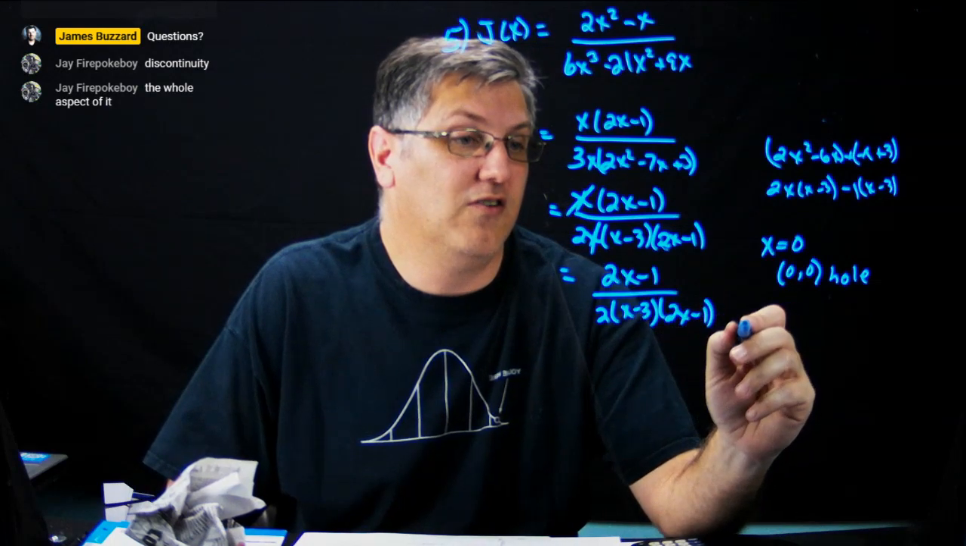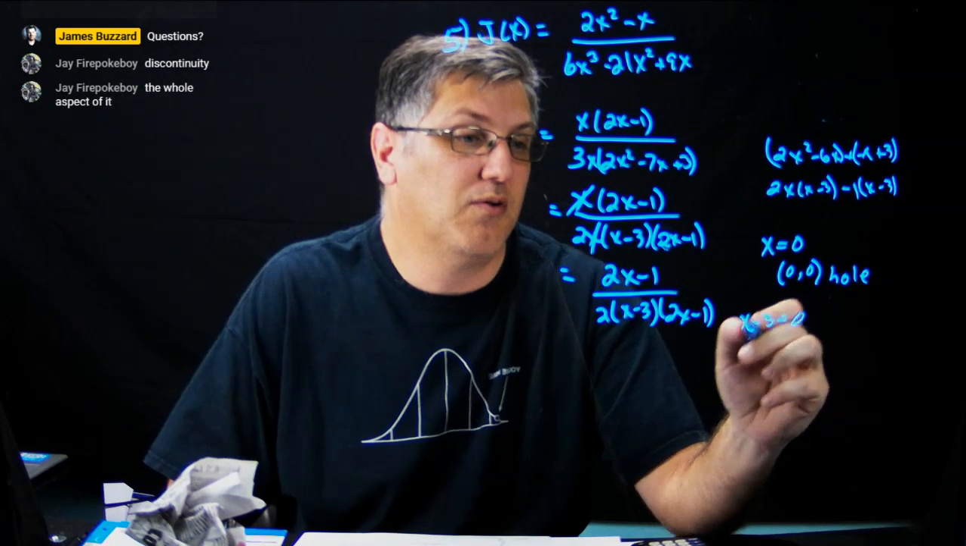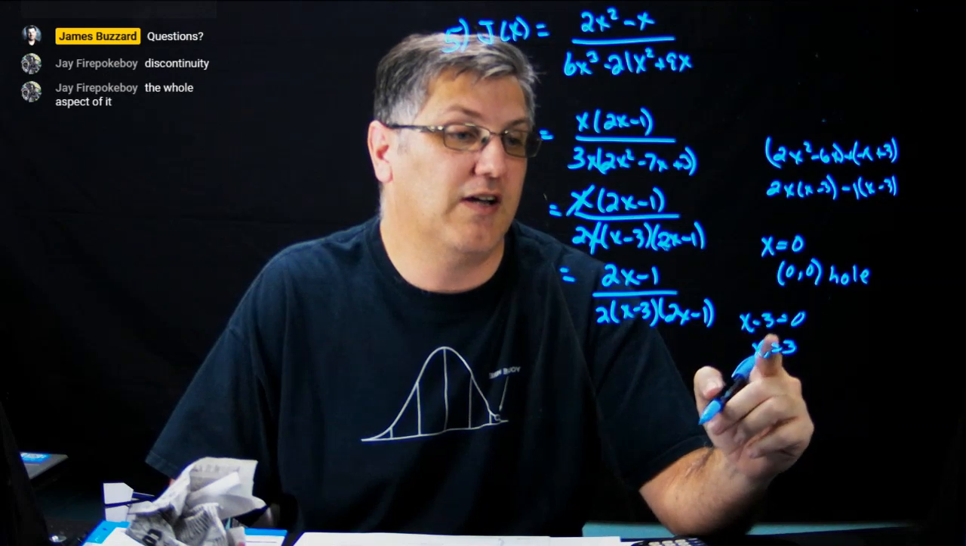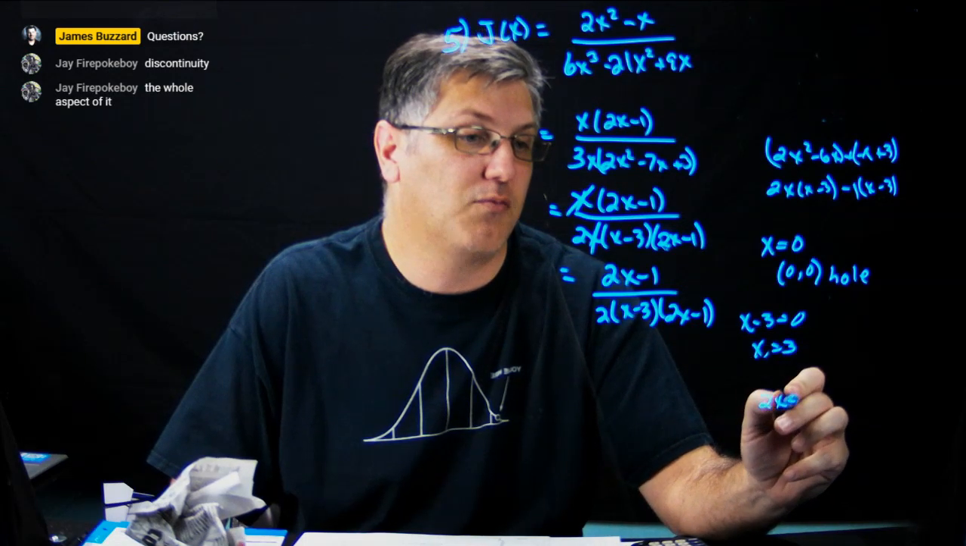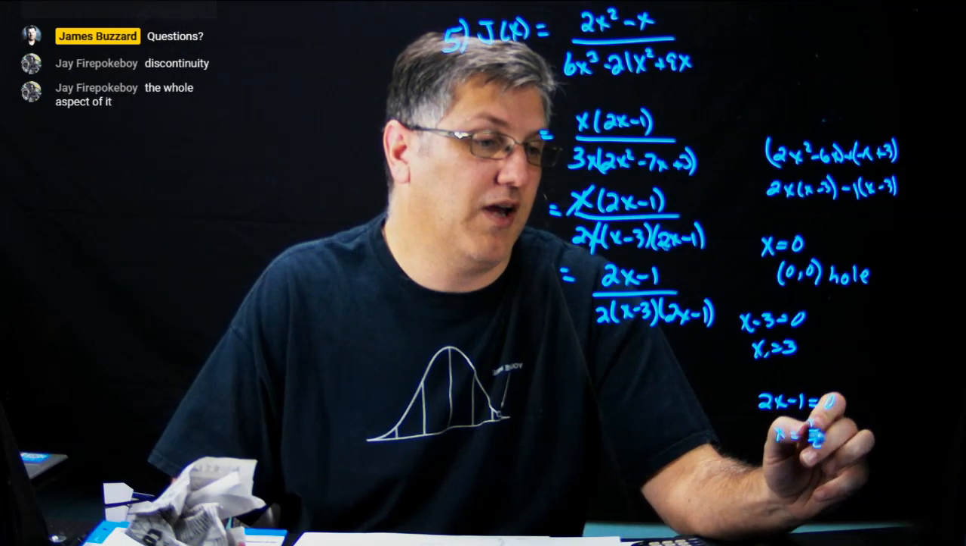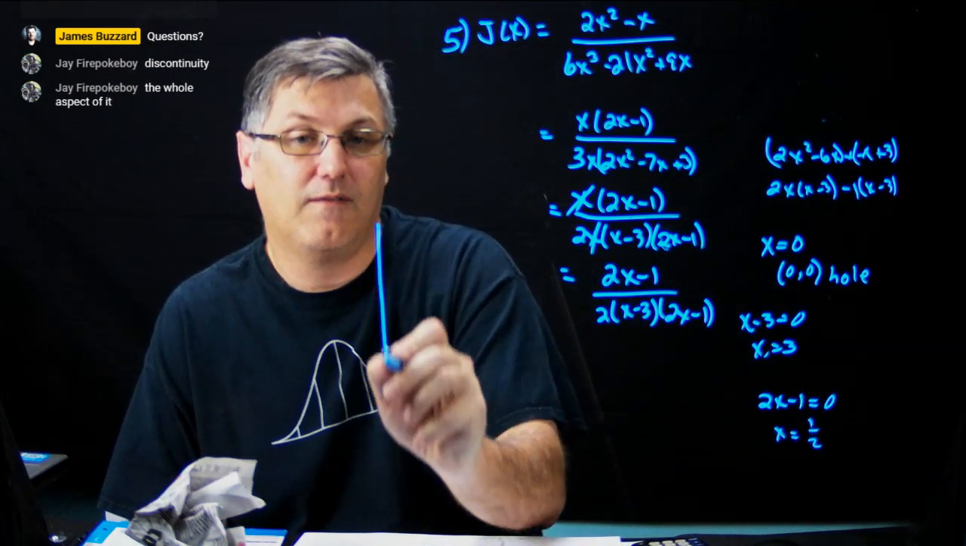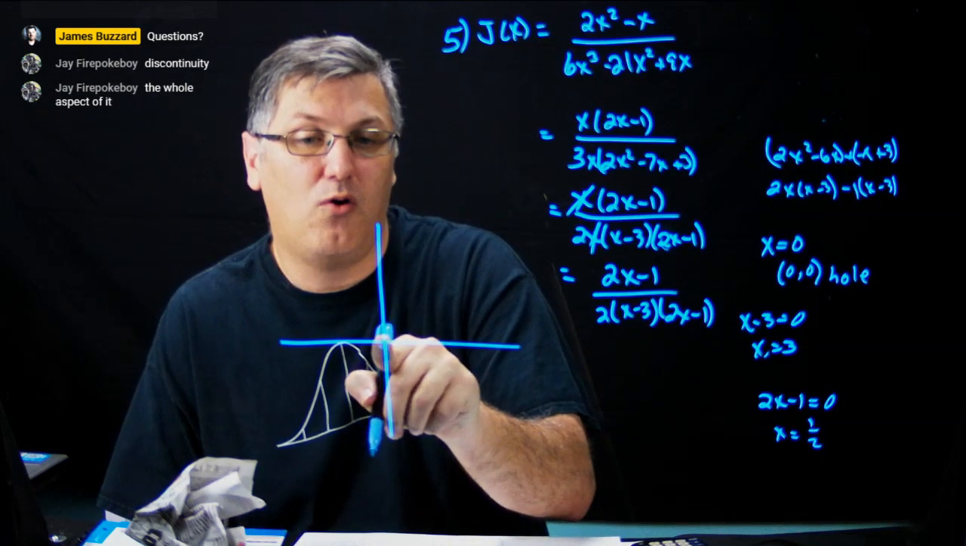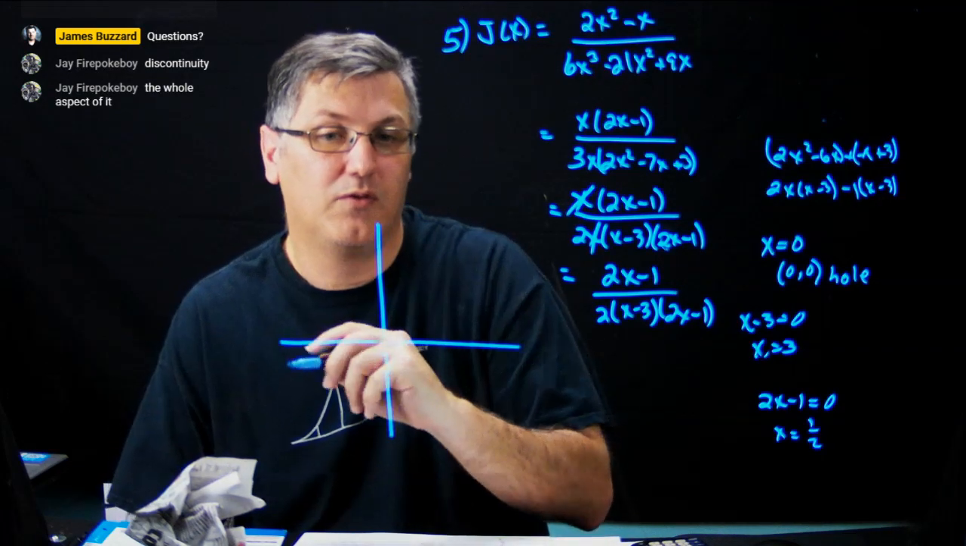From here, we're going to set these equal to 0. X minus 3 equals 0. This gives me x equals 3. That's a vertical asymptote. And then we have 2x minus 1 equals 0. Therefore, x equals 1/2. So when we graph this, I know I'm going to have a hole right here at the origin.